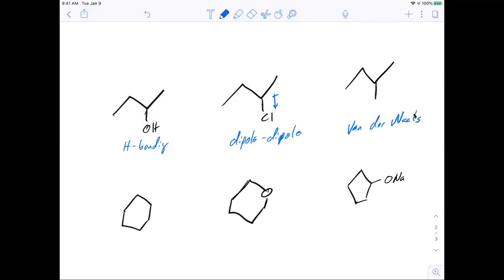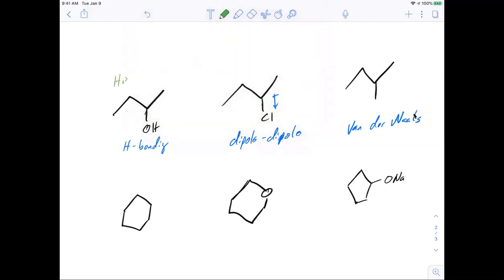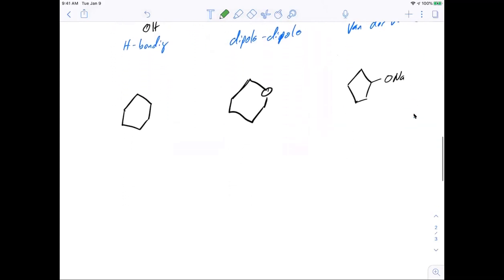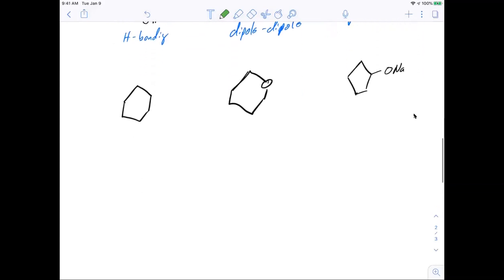So if we looked at these, this one is going to have the highest boiling point. This one will have the lowest boiling point. And then, of course, the dipole will be in the middle. All relatively similar sizes. Okay, let's look at the next three. Any questions about these first three? Next three.